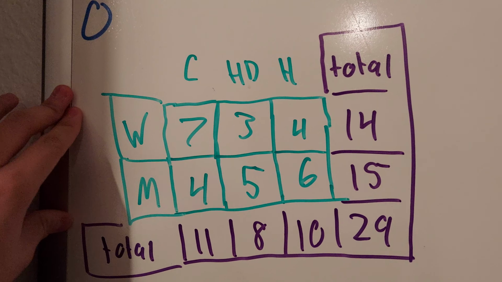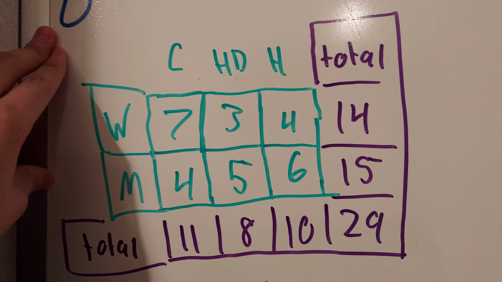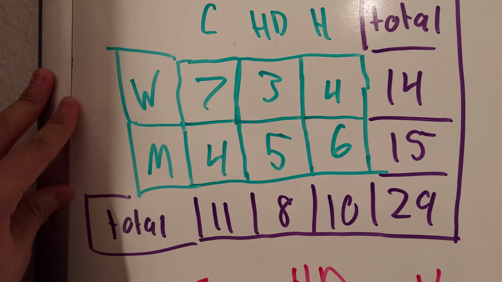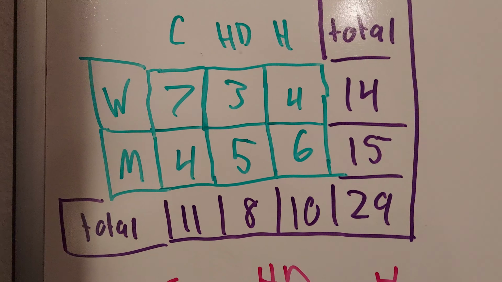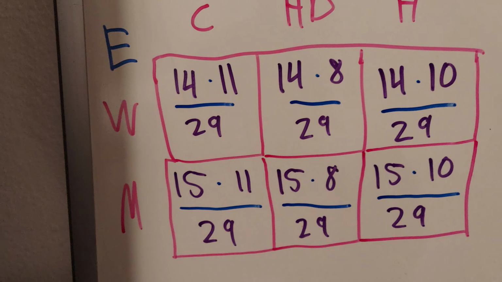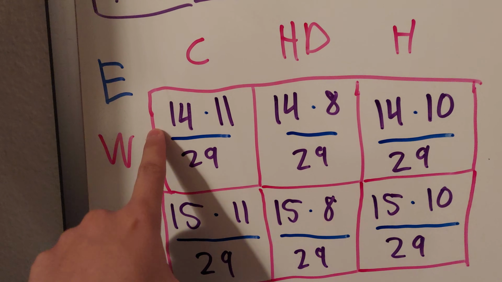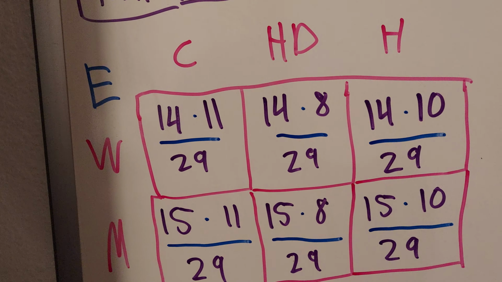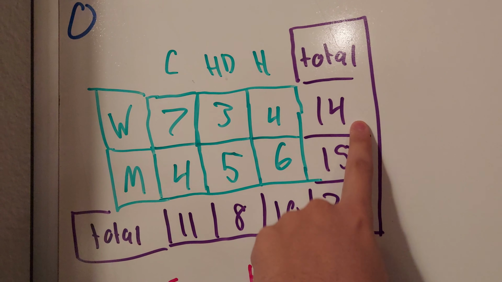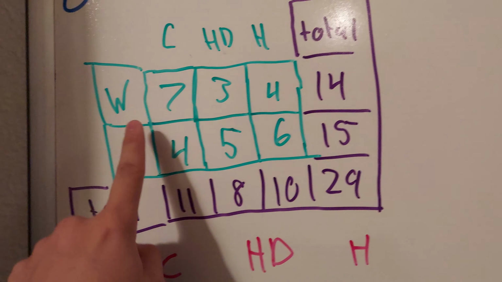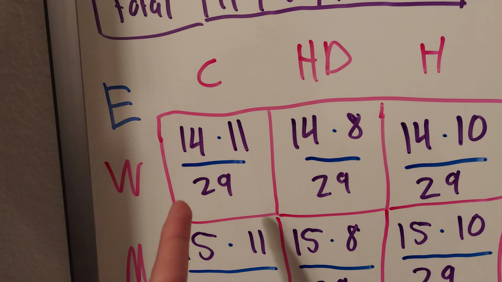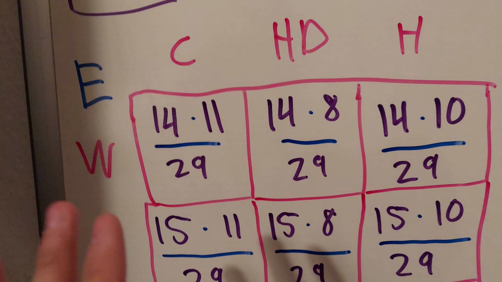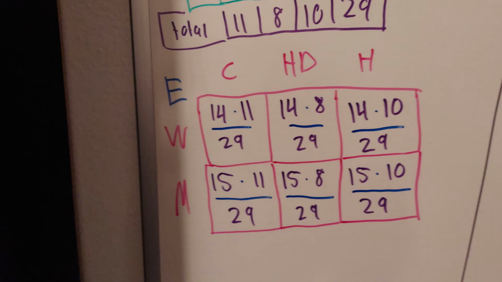So this is the observed, and the totals will come in to find the expected, because to find the expected, we're going to need the total values. To find the expected, it's going to be 14 times 11 divided by 29, and so on for the others. What we did was take the total, 14, for the women, times the total of chicken, divided by the total amount. So right here, 14 times 11 divided by 29. That's how we got that, and this is how it looks right here.